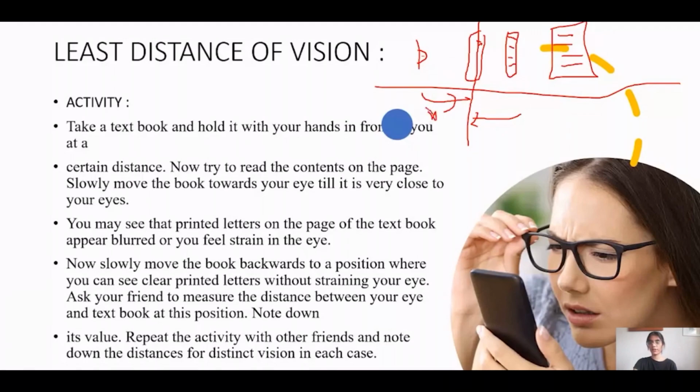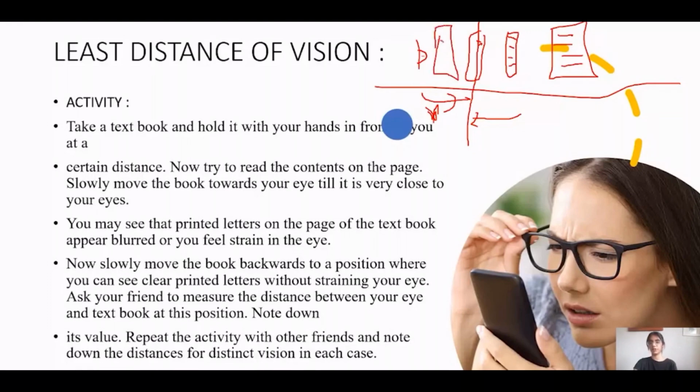If you bring any object closer to your eye, at a distance smaller than V, then your eye may or may not be able to see that object. It depends on person to person. If your eye cannot see that object after a certain distance, then that is because it has passed the least distance of vision. And after this, images will appear blurred.